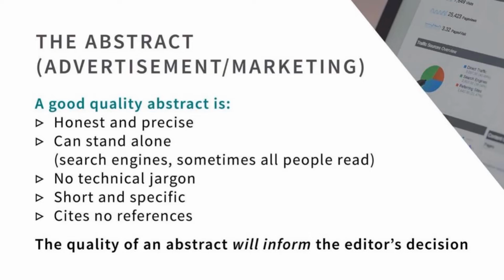The quality of your abstract will inform your editor's decision. So put some time and effort into this. Lots of authors don't. They write the abstract at the end of the process, which they should, but in a rush. Honest and precise, it has to stand alone, no technical jargon, short and specific. Very few journals want you to cite references in the abstract. It's important: 200 or 300 words.